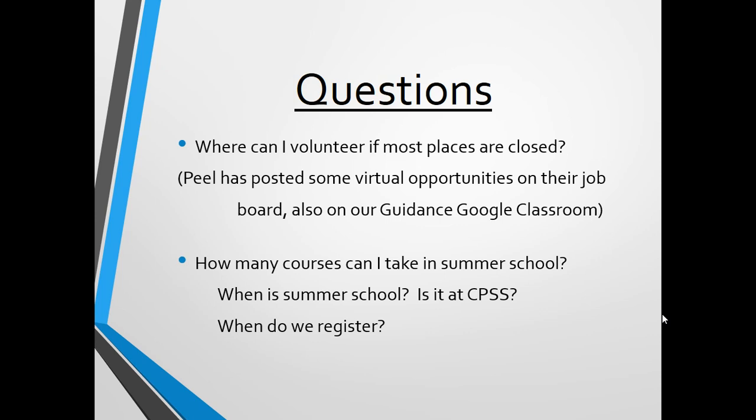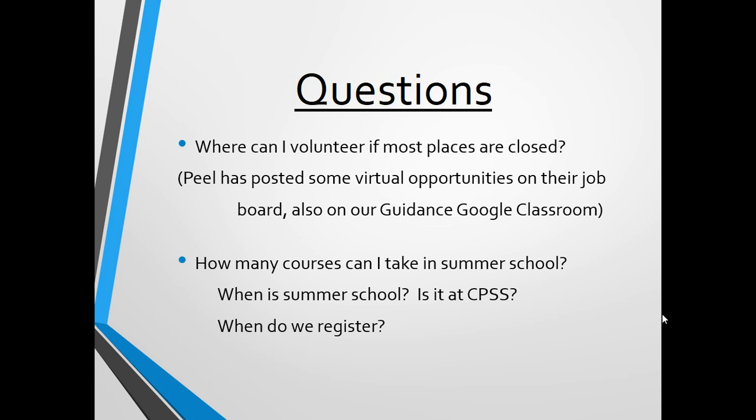How many courses can I take in summer school? When is it? Is it at Central Peel? And when do we register? So a student is only permitted to take up to 1 full credit in summer school. Therefore, civics and careers both have courses equal to 1 credit. And all the other courses that you could possibly select are 1 credit as well.